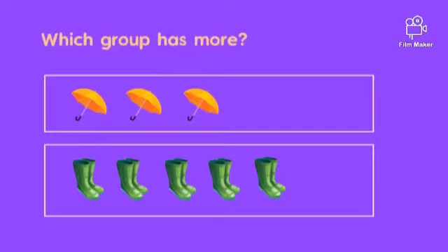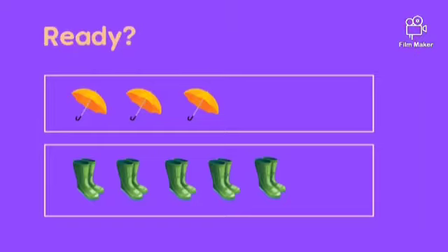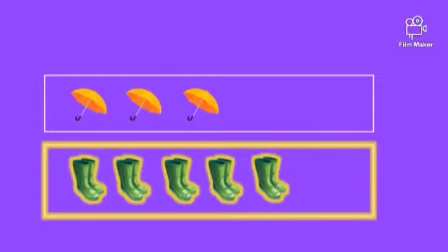Now, which group has more objects? First group has 3 umbrellas and second group has 5 gum boots. Ready? Tell me which group has more? Very good. You are right. You are correct. Second group has 5 gum boots. So, this contains more objects. Great.